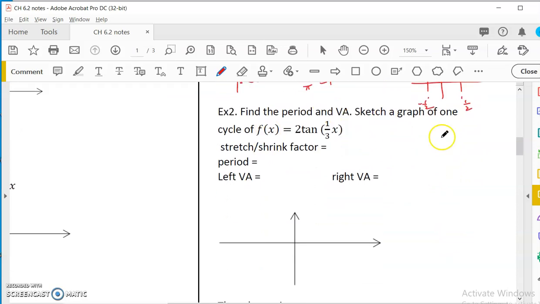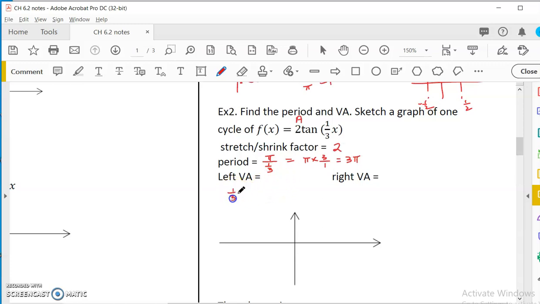So let's just get a feeling as to how this transformation works. If I am to graph one cycle of 2 tangent 1/3 x, let's record the stretch factor. This is the number a, so the absolute value of a is 2. That means it affects our quarter point and the 3/4 point. What is the period? Period is pi over 1/3, which is pi times 3 over 1. That is 3 pi.